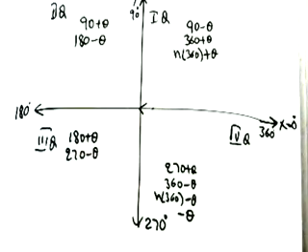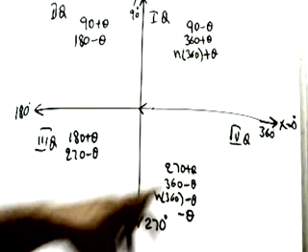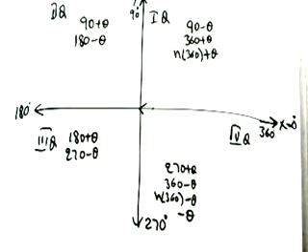So just revise this one. We must be perfect in these basics. In the first quadrant, we can say 90 minus theta, or 360 plus theta, or n into 360 plus theta. For the second quadrant, 90 plus theta and 180 minus theta. For the third quadrant, 180 plus theta and 270 minus theta. And for the fourth quadrant, 270 plus theta, 360 minus theta, n into 360 minus theta, and minus theta. This all denotes the fourth quadrant.